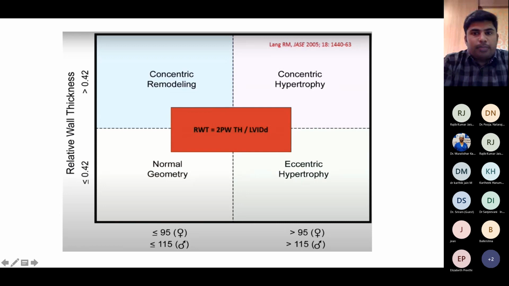When the relative wall thickness is less than 0.42 and the myocardial mass is more than the reference range, then it is called eccentric hypertrophy or the volume overloaded left ventricle, which occurs in aortic regurgitation and mitral regurgitation. In situations where the myocardial mass is less than the normal range, but the relative wall thickness is more than 0.42, then it is called concentric remodeling.